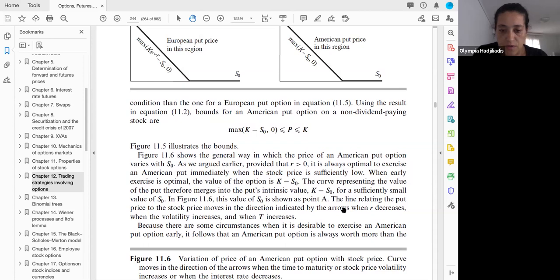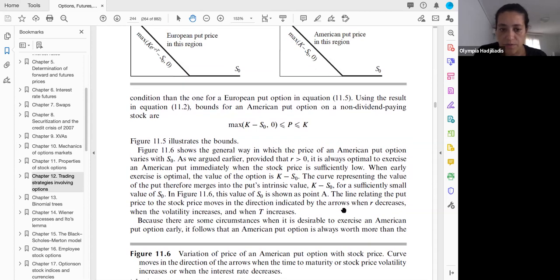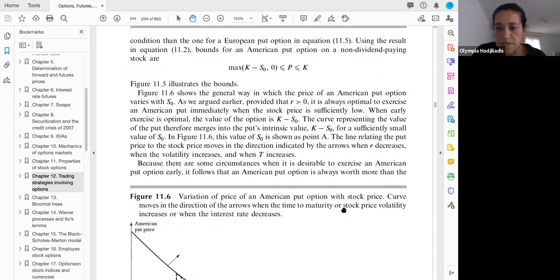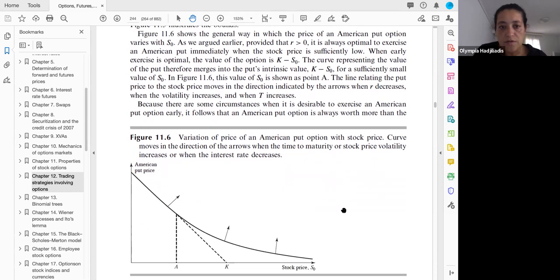Figure 11.6 shows the general way in which the price of an American put option varies with S0. As we argued earlier, provided that R is greater than 0, it is always optimal to exercise an American put immediately when the stock price is sufficiently low. When early exercise is optimal, the value of the option is K minus S0. The curve representing the value of the put, therefore, merges into the put's intrinsic value, which is K minus S0 for a sufficiently small value of S0. In figure 11.6, this value of S0 is shown as point A over here.